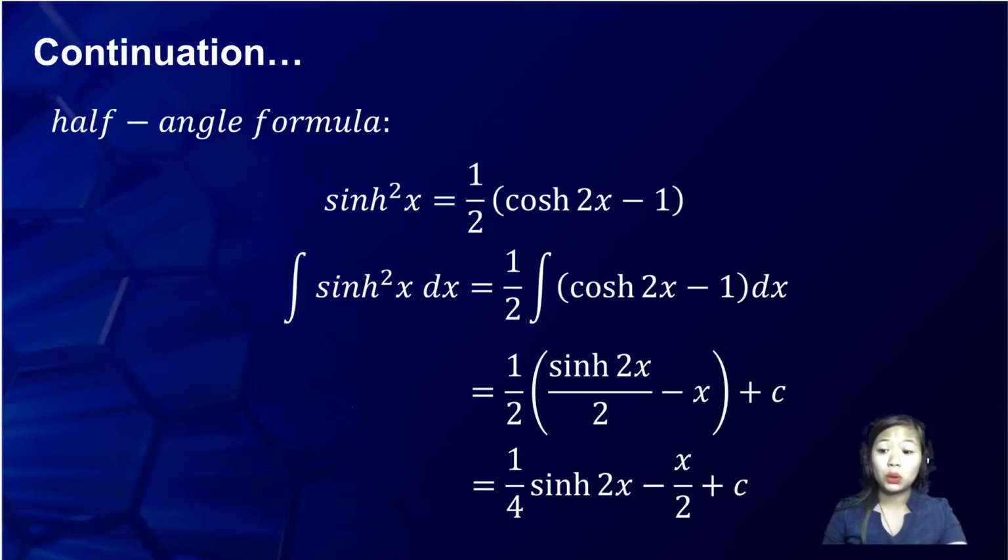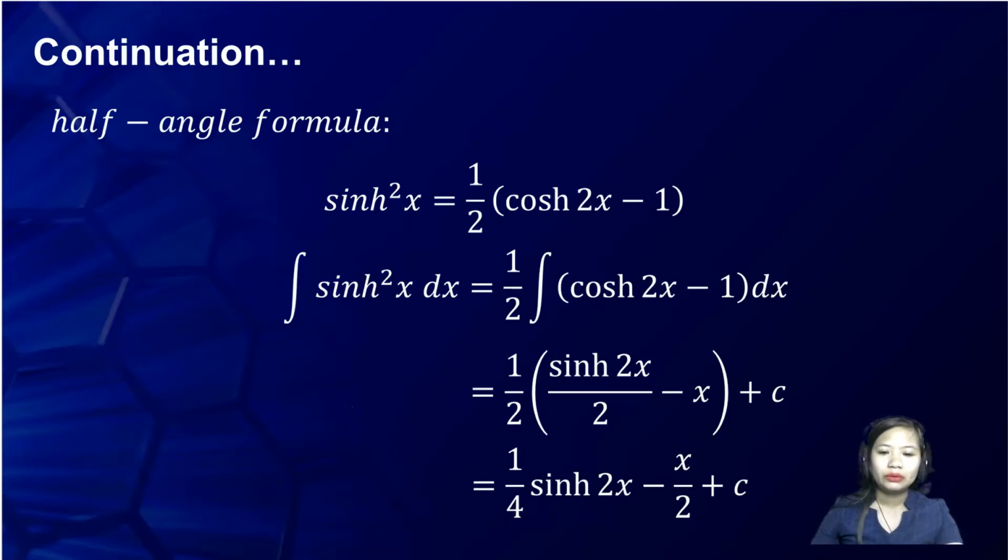In this part, we're also going to use the half angle formula. So what would be the formula for the half angle? We have the hyperbolic sine squared x is equal to 1/2 of the hyperbolic cosine 2x minus 1.